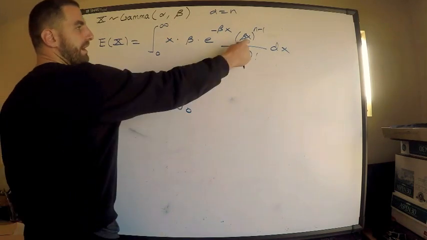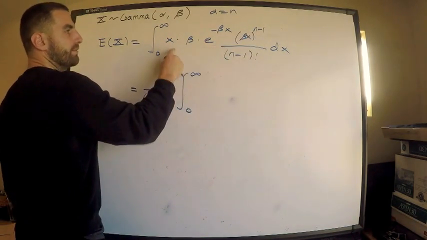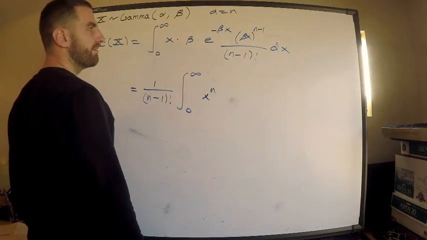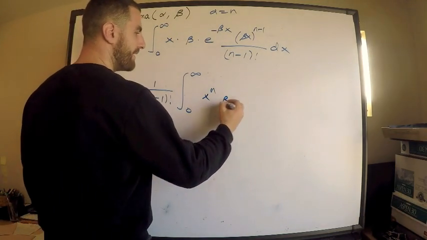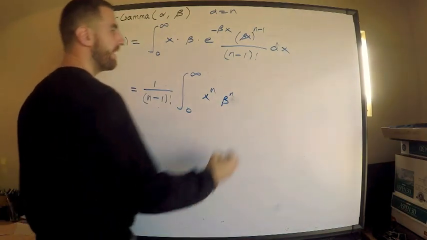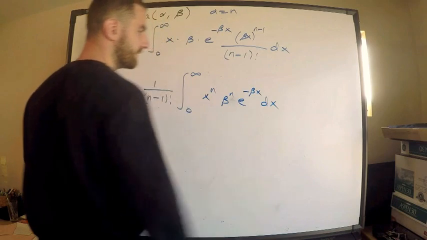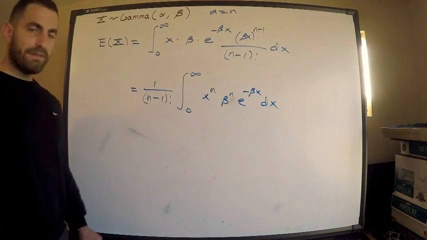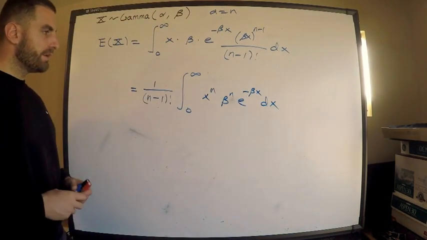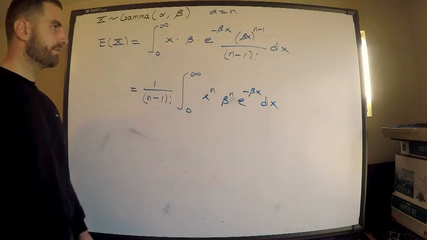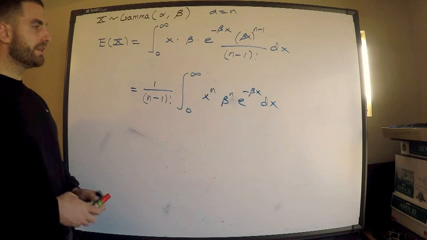Inside here, I definitely have x to the n minus 1 and then x to the 1, so this is going to be x to the n. What's my power of beta? My power of beta is also beta to the n. And then I have e to the negative beta x dx. Kind of a nightmare, but let's see if I can actually fit it on this board. Maybe not, I may have to write some stuff, which I hate doing, but we'll see.